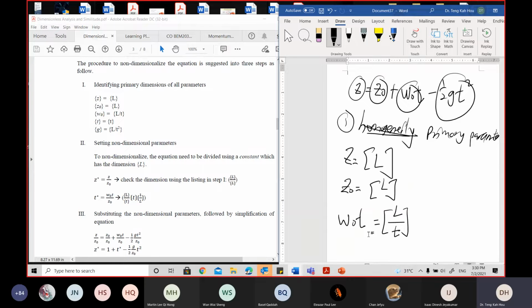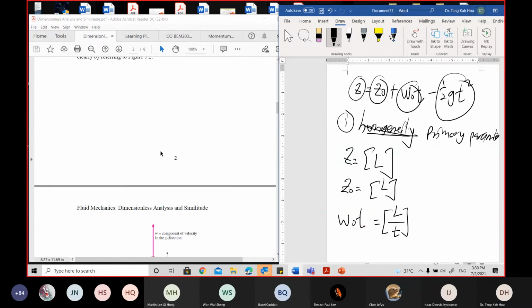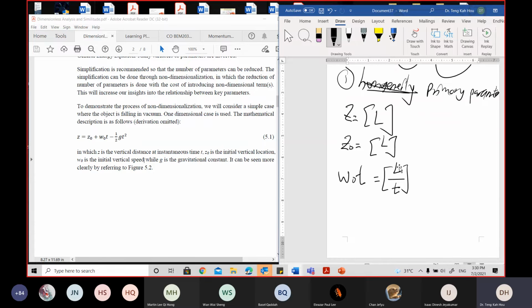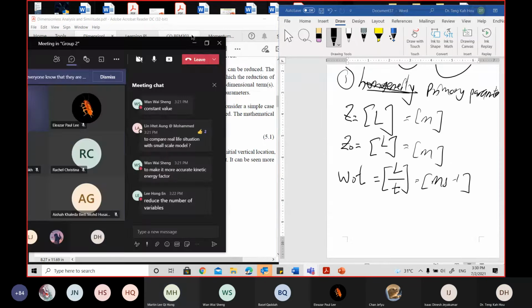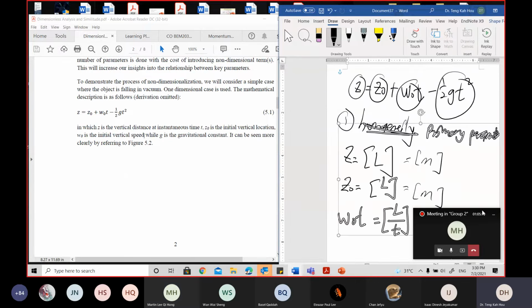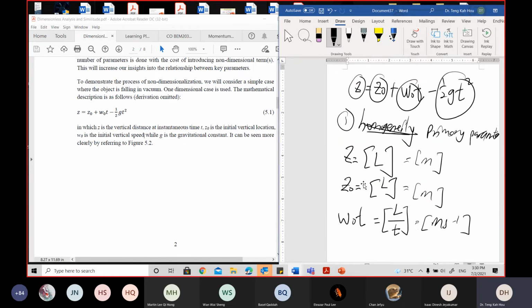Is that right? Where is the w0? The w0 is speed, am I right? Yep, so it's meters per second. This one refers to meters, this one refers to meters, and this one refers to meters per second. So it should be w0 only, not w0 t. Yes, right.